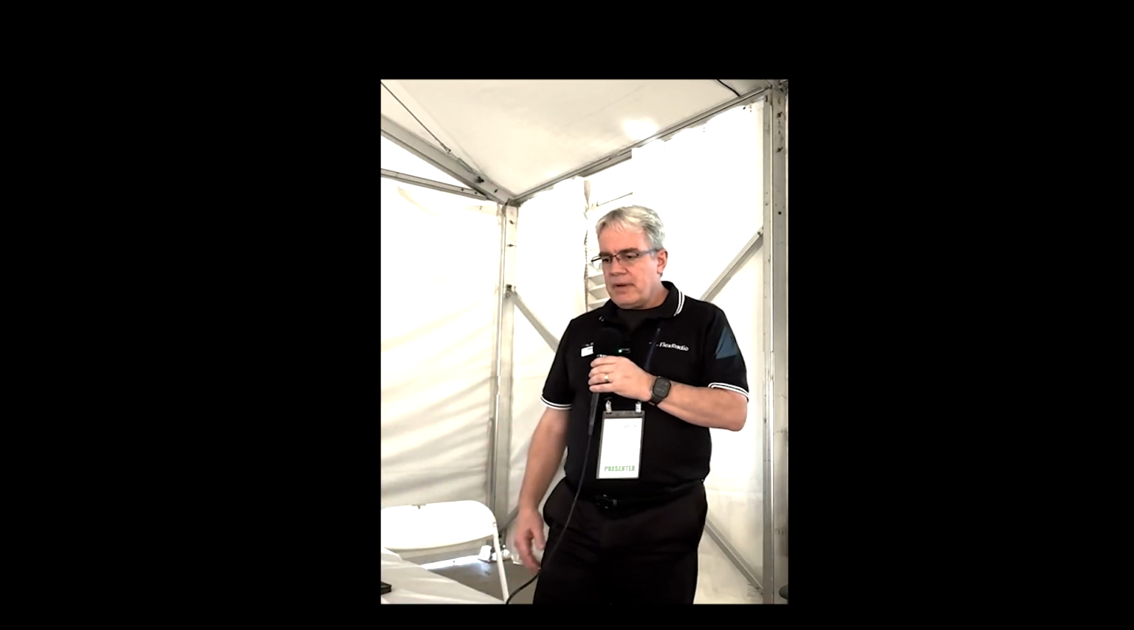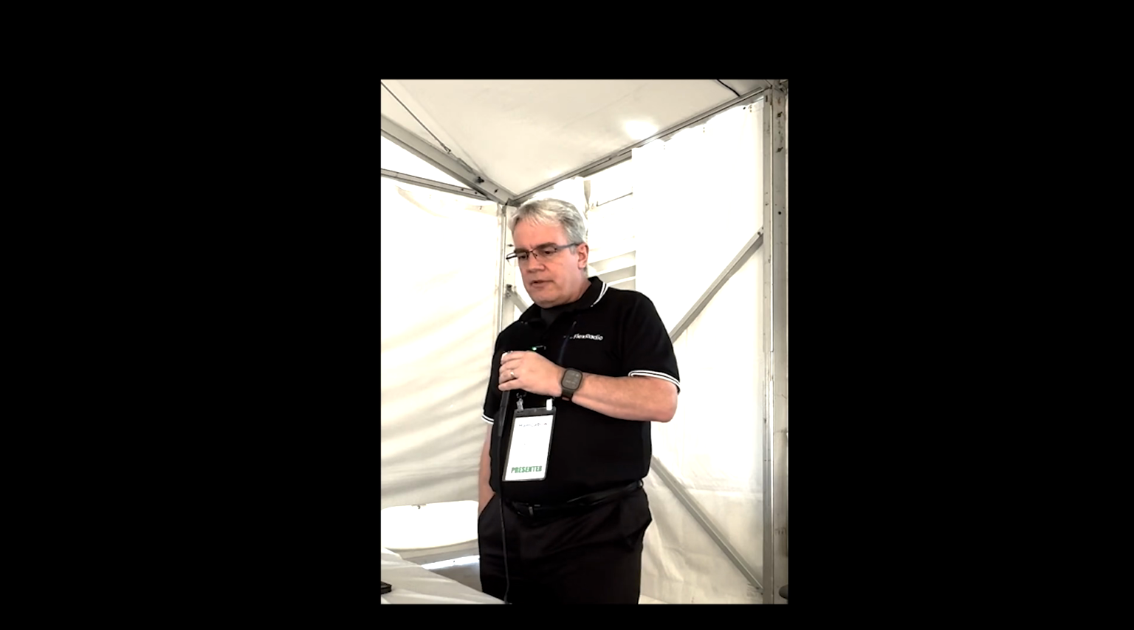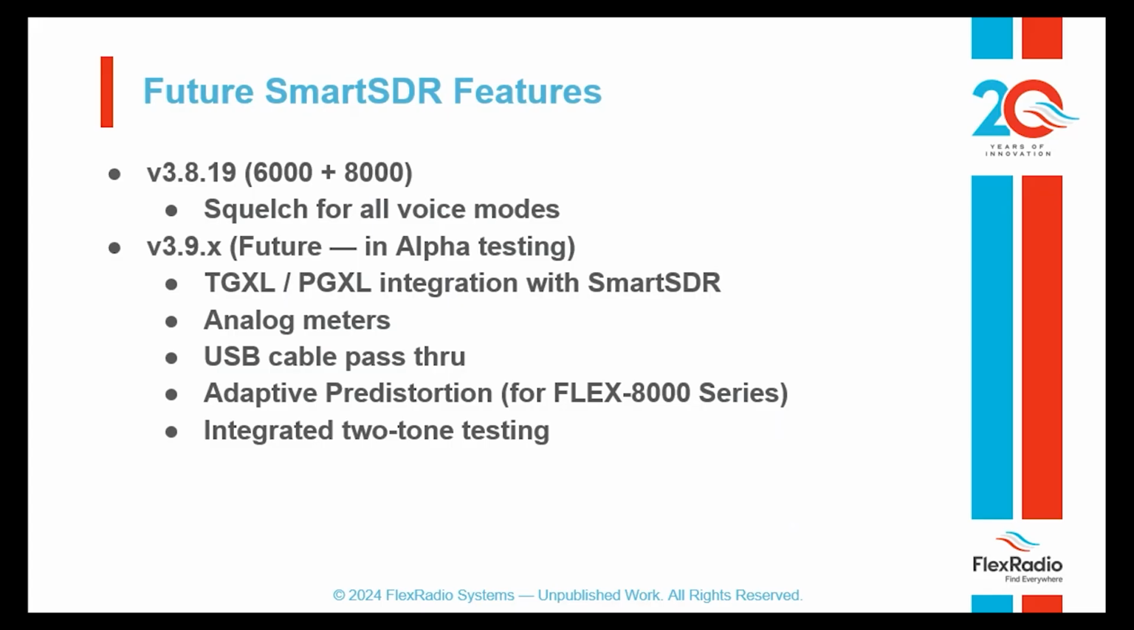All right, so let's talk about software features. 3.8 is the first release we have that supports the 8000, so you can't go any further back on an 8000 than 3.8. We added squelch for all voice modes in that release. In 3.9, which is currently an alpha test, we've added TGXL and PGXL integration. So if you have an external PGXL and tuner, all that is now integrated in SmartSDR, and I have some pictures to show you that.